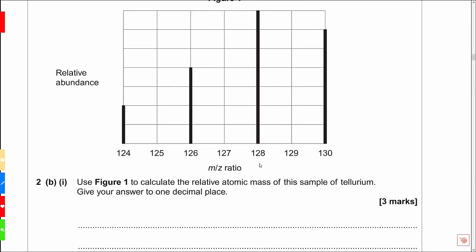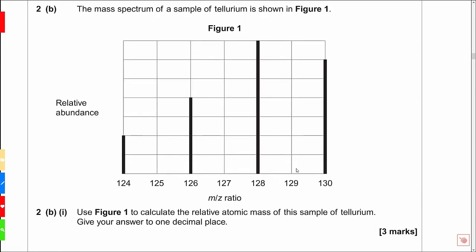Okay, so it says use figure 1, this being figure 1 here, to calculate the relative atomic mass of this sample of tellurium. Give your answer to 1 decimal place. Now this is a funny question in many ways because there's no scale on here at all, but because it's a relative abundance, let's make our own scale up. Let's have our own nice little scale here, and let's work that out, because it should all work itself out ultimately, because we're going to be dividing by the total relative abundance.